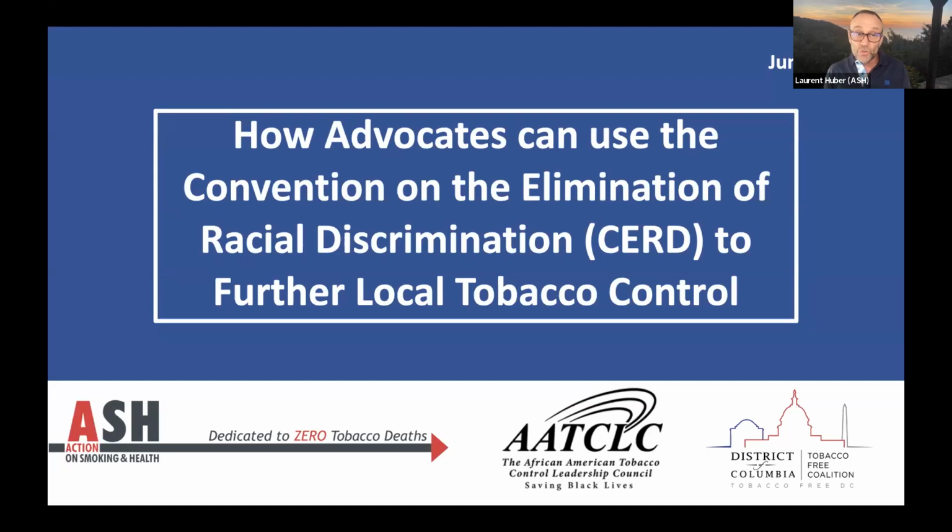So when it comes to CERD, the Convention Against Racial Discrimination, the US signed it in 1966 and ratified it in 1994. So that's one of the very few UN human rights treaties the US has ratified. And the US is up for review in August. This is a review that takes place about every 5 years. And the review is done by a committee, which is a group of experts that reviews progress made by countries towards their obligations under that treaty.